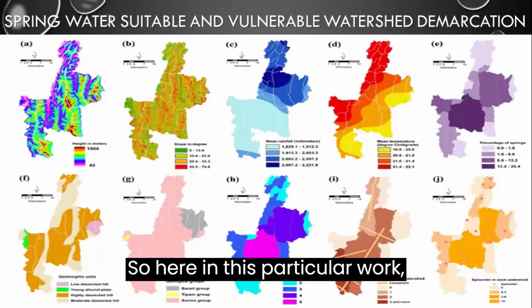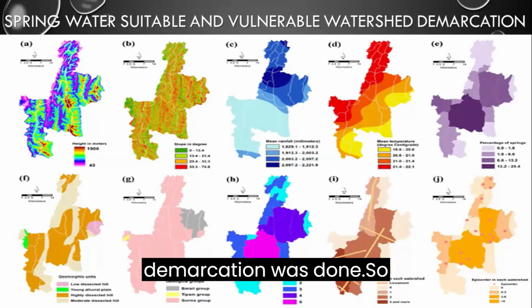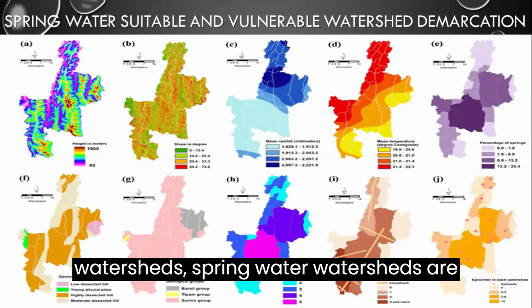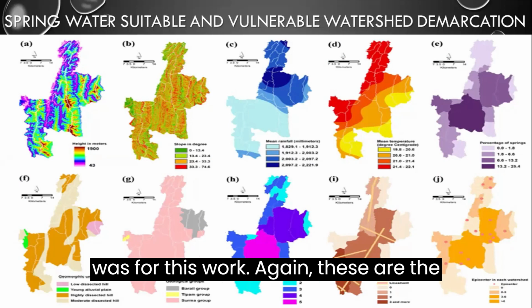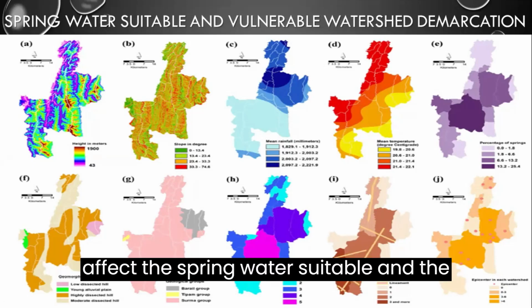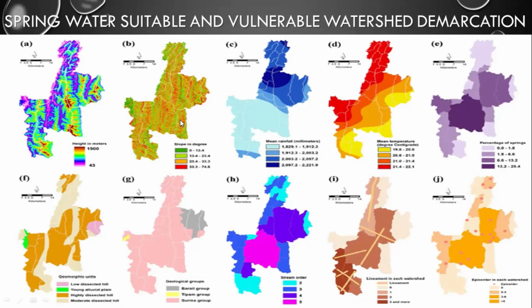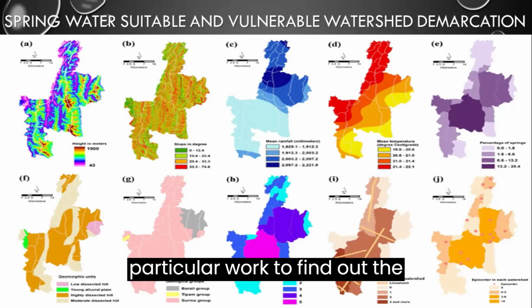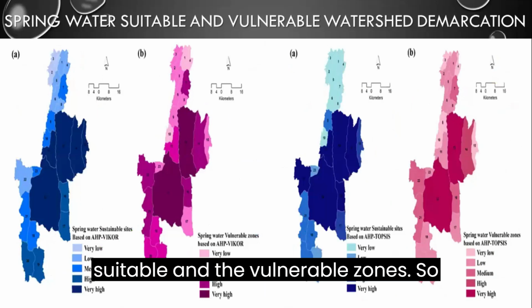Here, in this particular work, we tried to find out the spring water suitable and the vulnerable watershed demarcation. So which spring water watersheds are suitable, and which spring water watersheds are vulnerable. For this work, again, these are the various thematic layers that were taken, which were thought to affect the spring water suitable and the vulnerable zones. As you are seeing over here, the elevation map was taken, the slope map, the mean rainfall, etc. These are the various thematic layers taken for this work to find out the zones. And this is the result, so you can find out the spring water suitable and the vulnerable zones.